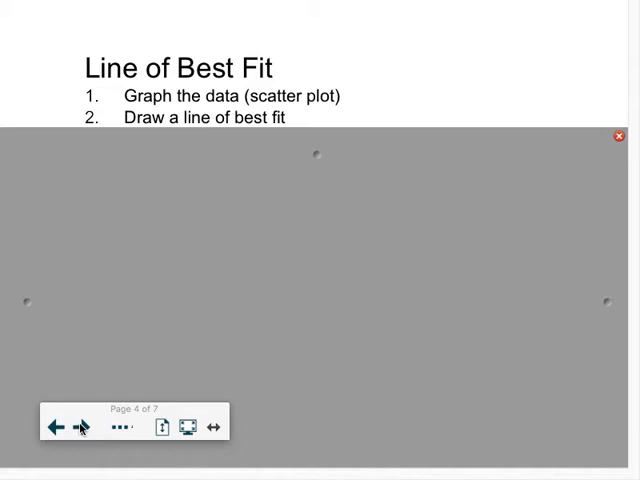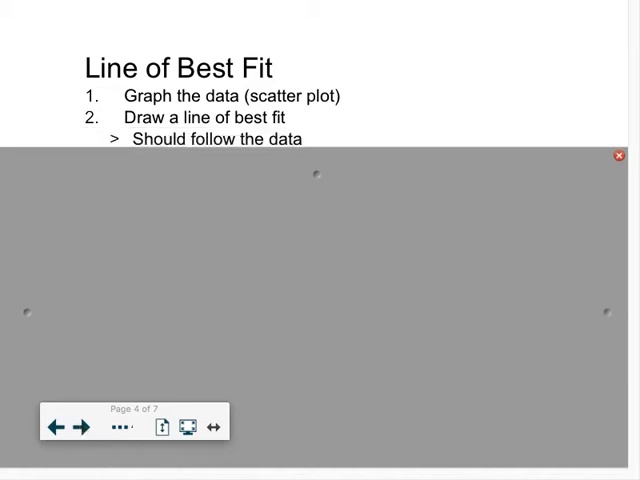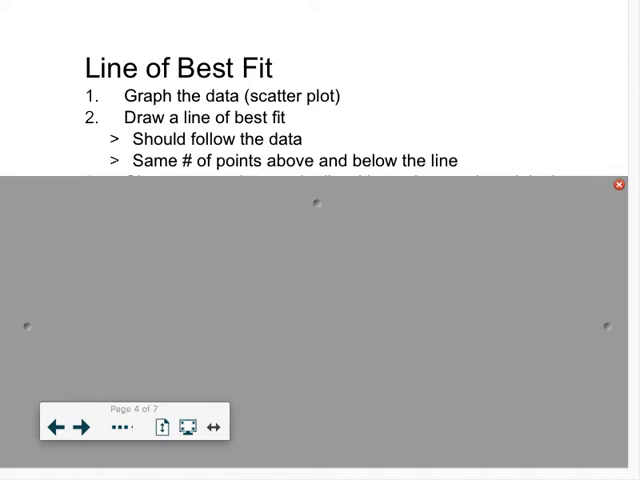First, you're going to graph the data. That's called a scatter plot. And then you're going to draw the line of best fit. Okay, how do you draw a line of best fit? Here are a couple of tips. The line of best fit should follow your data.